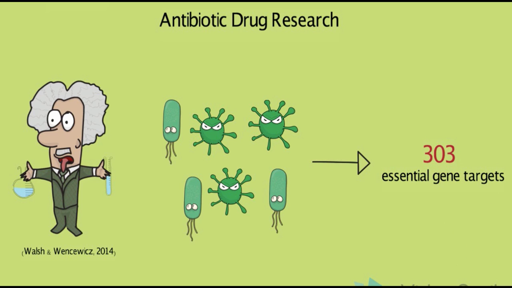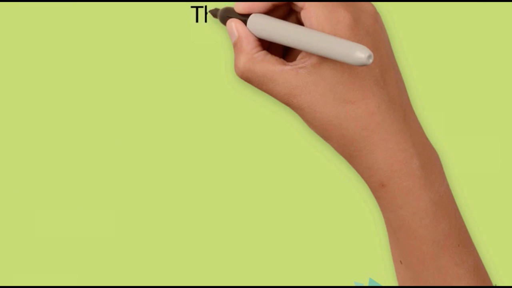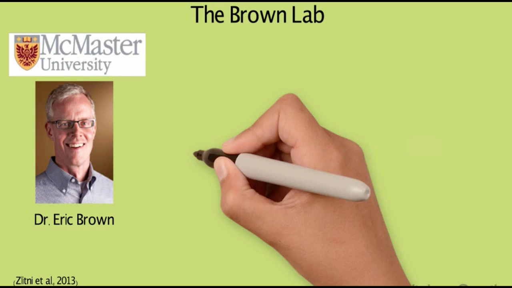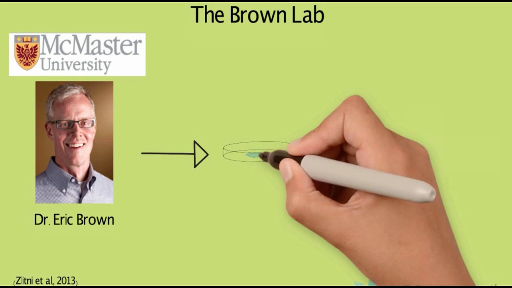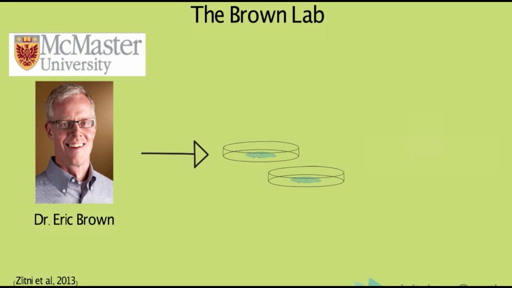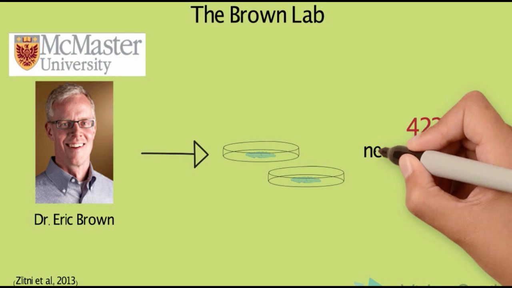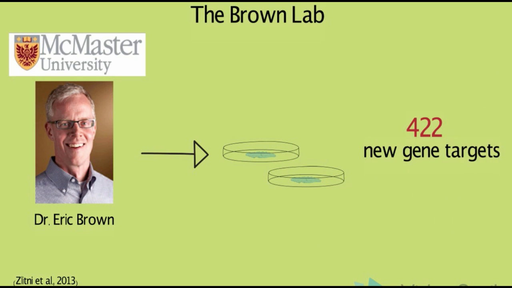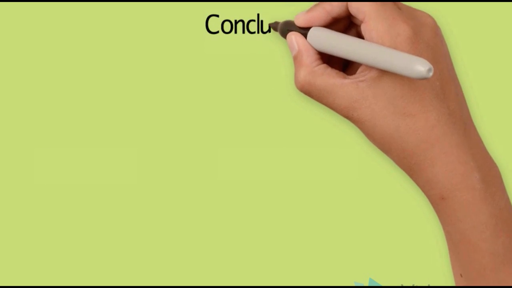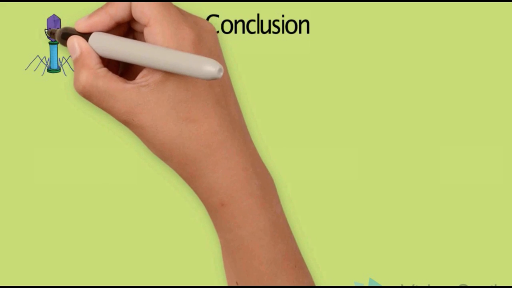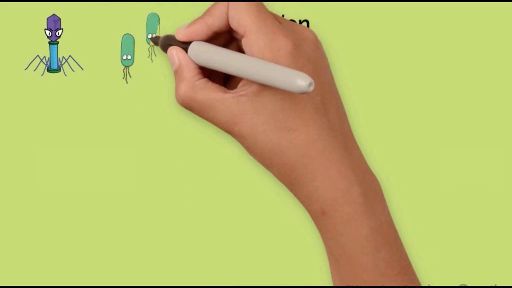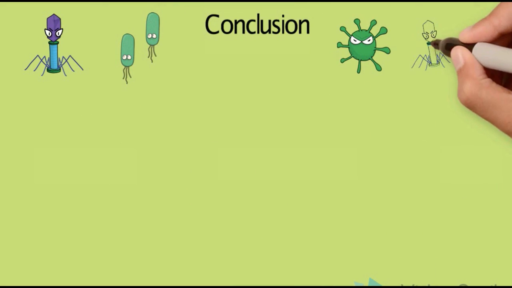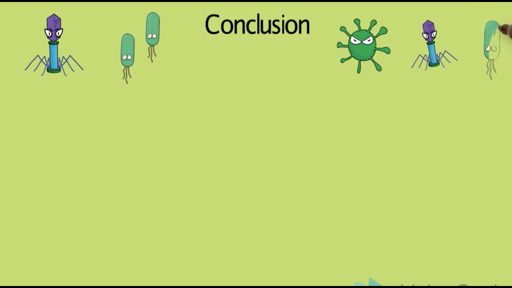The Brown Lab at McMaster University has been central to the understanding of bacterial gene targets, since the lab's research has demonstrated that if bacteria are grown in low nutrient conditions, there are many more genes, 422 to be exact, which can be targeted. While novel research like that being conducted in the Brown Lab provides incentives for the pharmaceutical industry to invest in antibiotics research, there are many ways the public can help in the battle against antibiotic resistance.